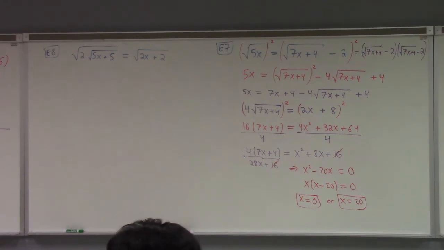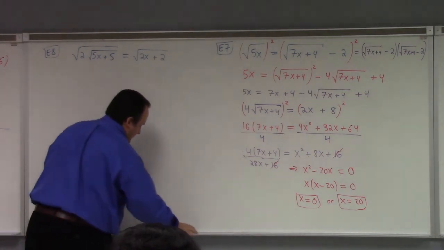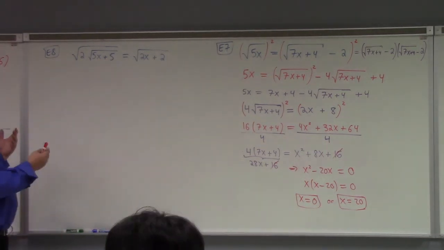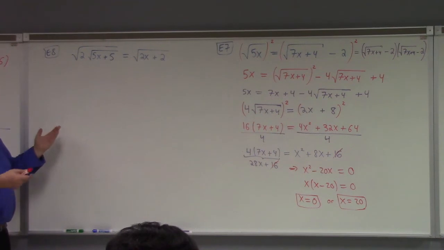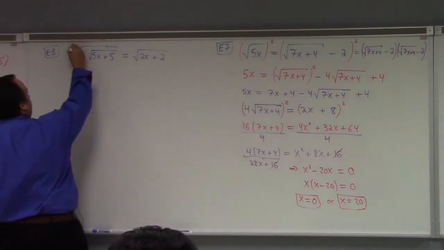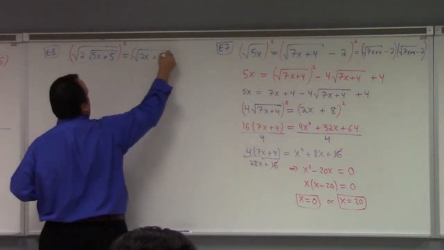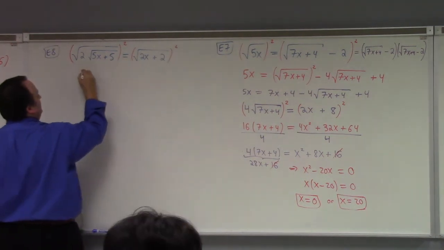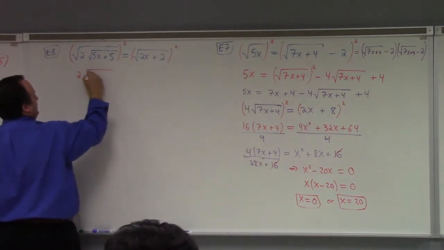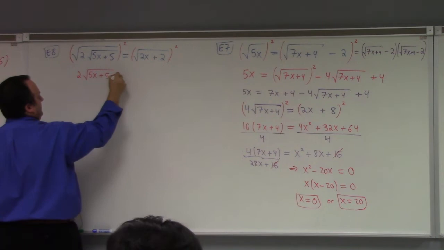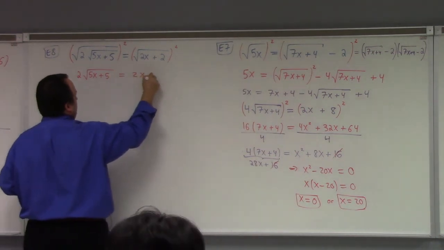How do you solve this? I think we're just going to square it. Square both sides. Which will get me to 2 square root of 5x plus 5 equal to 2x plus 2.